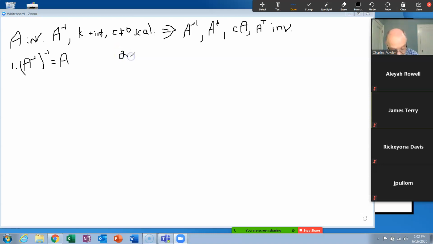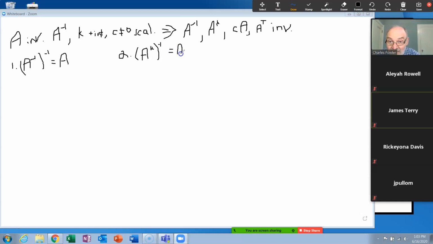Now, this one may be a little more involved. It takes more to write it anyway. This said A to the kth power is invertible. So that means here's A, and here's raising it to the kth power, and the inverse of that does exist. That's what this says. It does exist. Now, let me tell you what the value is.